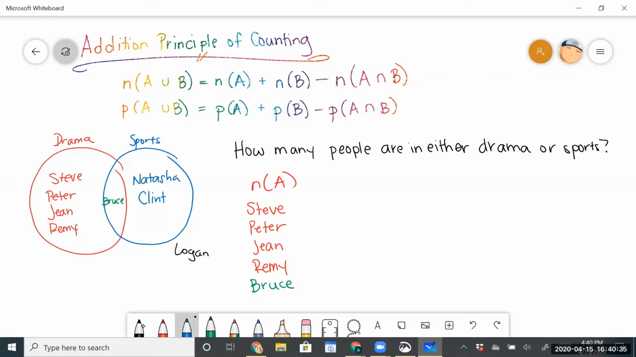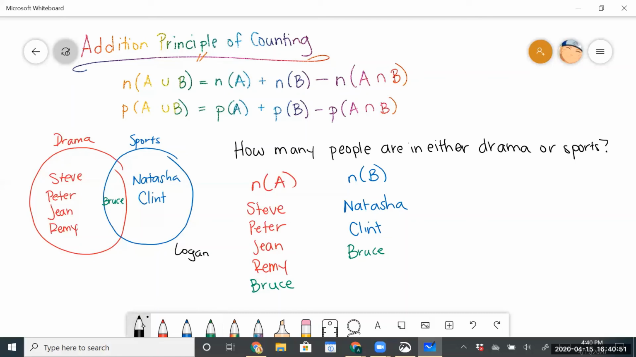Okay, now let's talk about group B. In group B, our sports club, we've got Natasha and we've got Clint. And of course, we've got Bruce in the intersection. And this is where we end up with a problem.